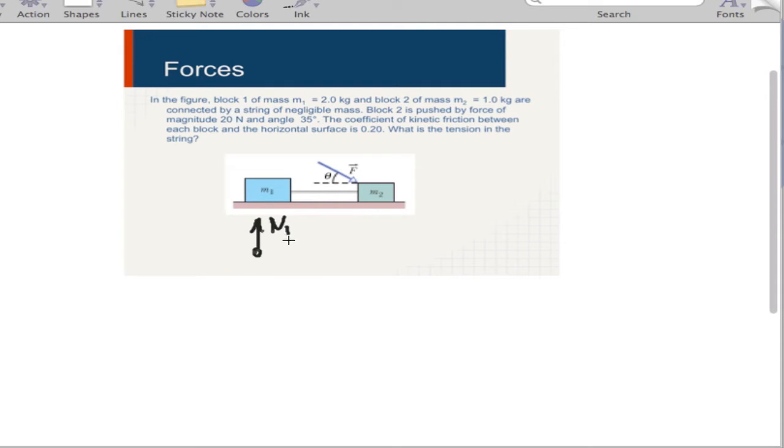Let's do that again. There's normal. There's weight. There's the tension on it. And there's friction going backwards.